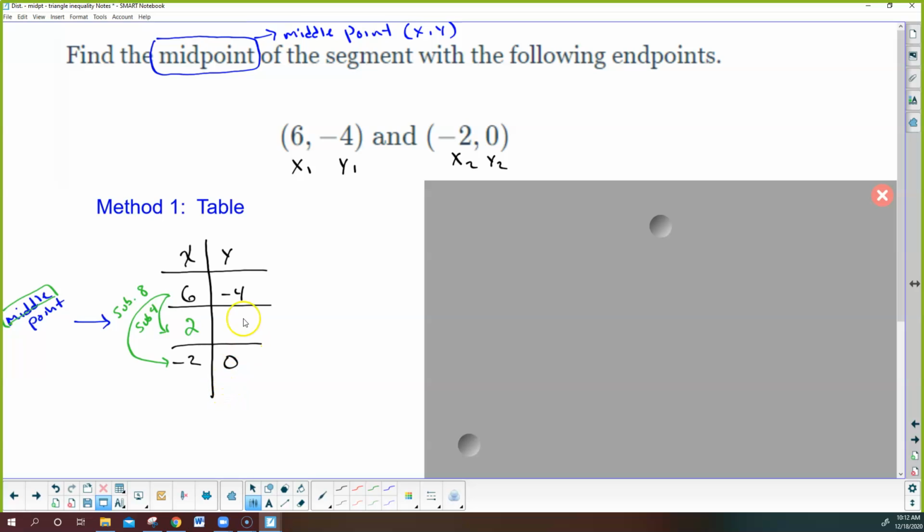And then we're going to take that same idea. If I go from -4 to 0, what did I do? I added 4 units. But I don't want to go from endpoint to endpoint. I want to go halfway. So half of that is to add 2. So -4 plus 2 is -2. And there is my midpoint.